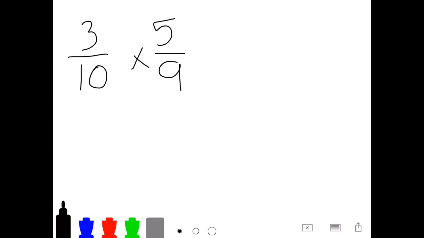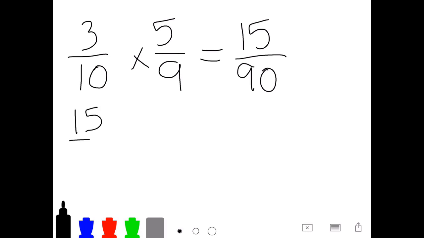So we're going to take this first fraction right here and we're just going to multiply straight across. Here we have 3 times 5 in the numerator, which of course is 15, and 10 times 9 in the denominator, which is 90. Well, of course, 15 over 90 can be reduced, so I'm going to rewrite it over here on the left. And we're going to reduce this fraction.